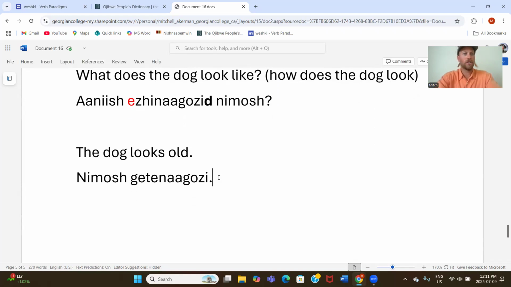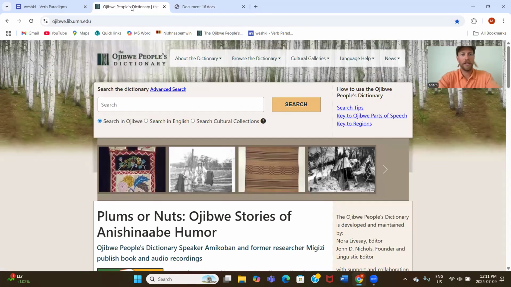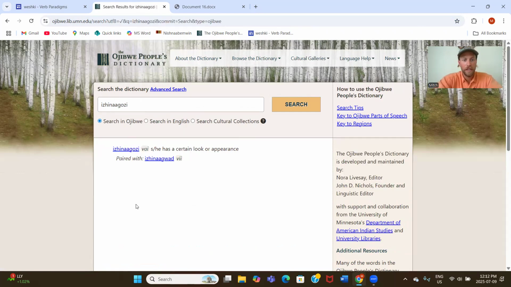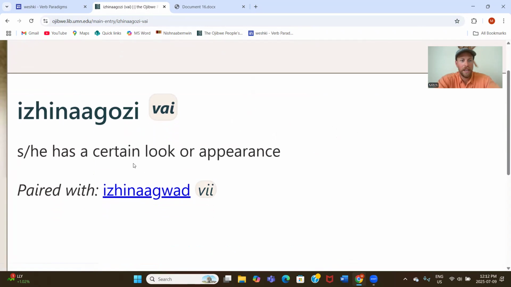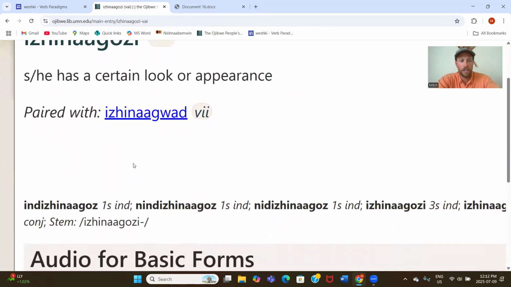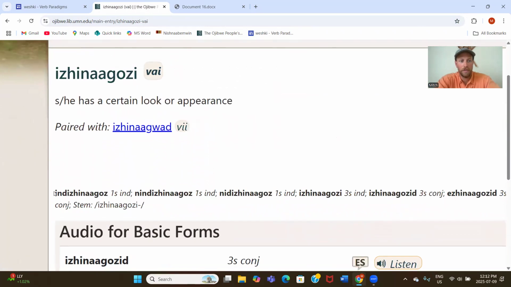And I know I had talked about wanting to show you, maybe I should take 5 seconds. If you want to look up the ABC form for something here in the dictionary, I'll show it to you. We'll look up ijinagaze, the verb I just showed you. He or she has a certain look or appearance, or he or she looks a certain way. If you click on ijinagaze, which is a VAI, and you just scroll down to the little nerd strip, which is below it, right?